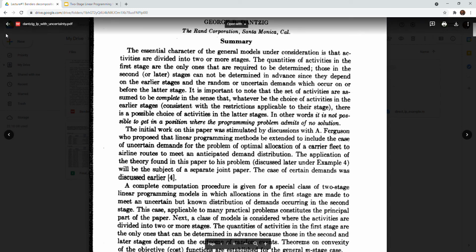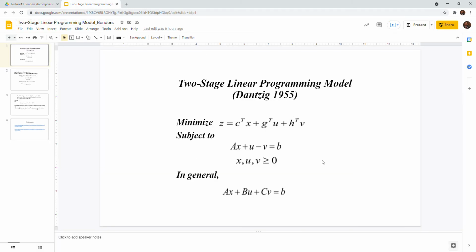Let's go back to look at the two-stage linear programming model that we have here. As I told you before, the original linear programming doesn't have the U and V variables.